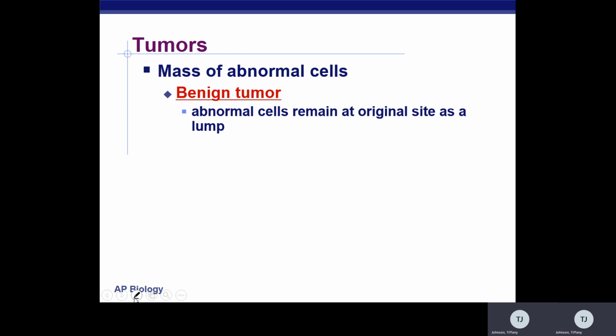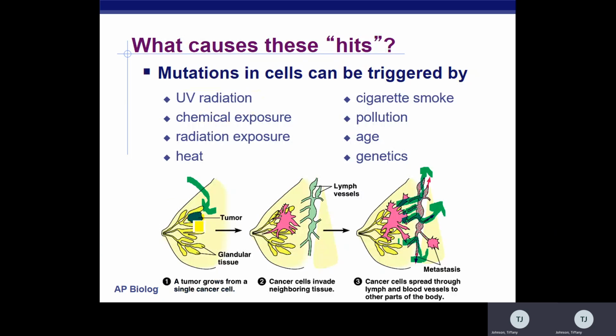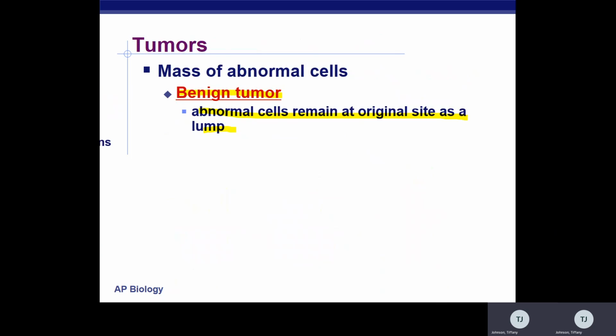Okay, go ahead and write down benign tumor. A benign tumor is just a group of abnormal cells, and it stays in that spot. So right here is that benign tumor. It just stays in that one spot.